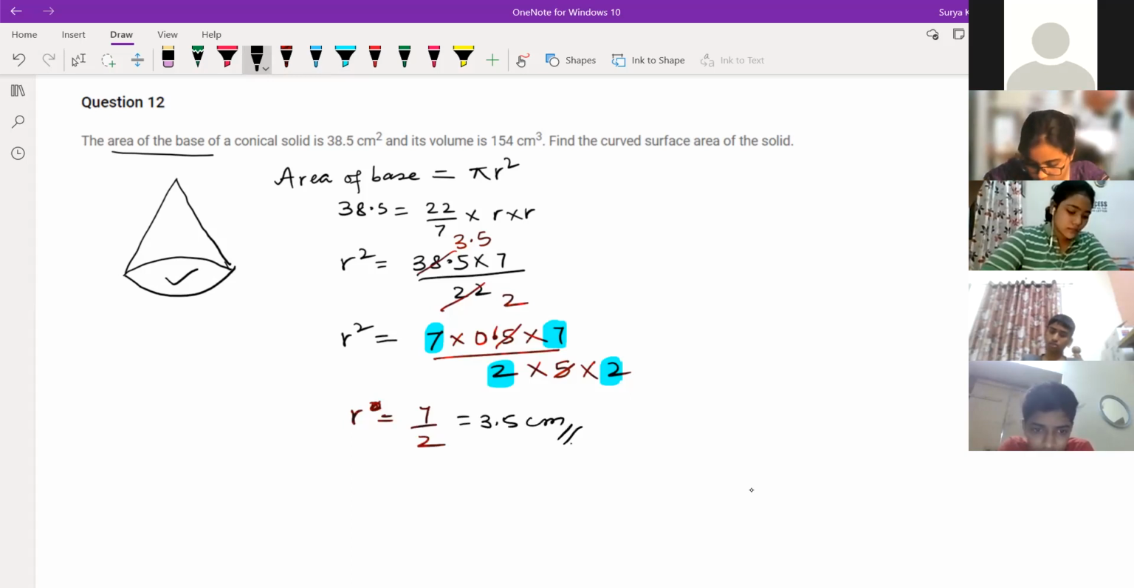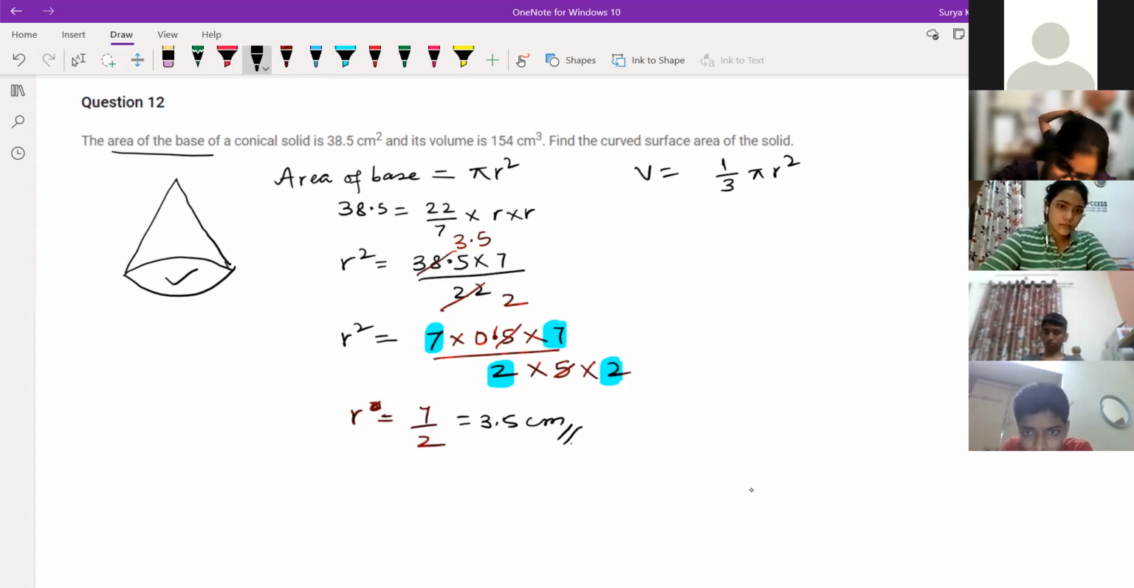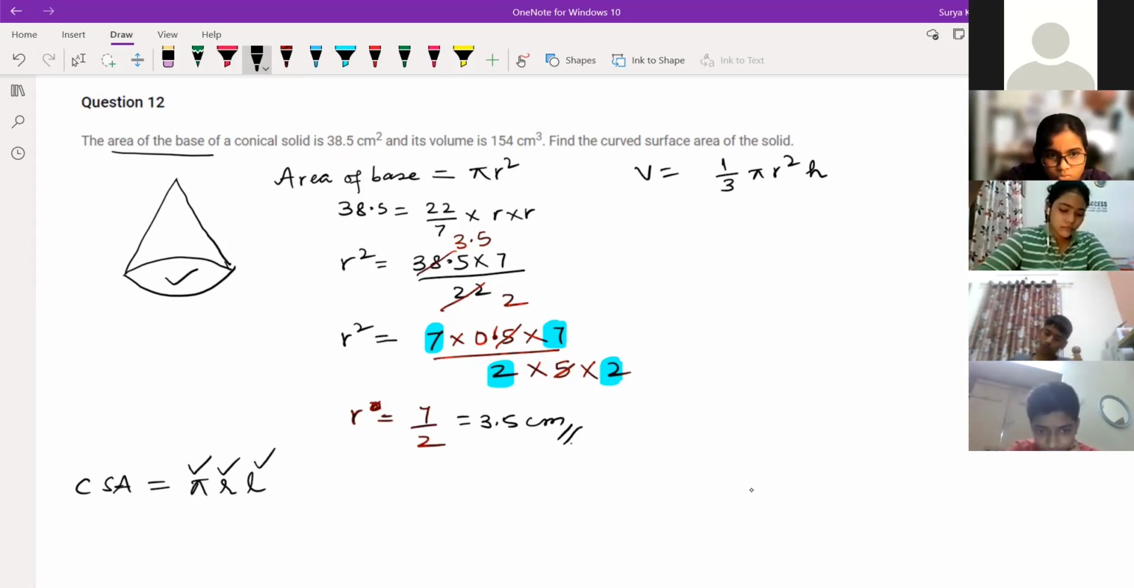So 7 by 2, that is 3.5 centimeter. Anyone having doubt in this radius part? No. Radius. Okay, now volume is given 154 centimeter cube. So volume is equal to 1 by 3 pi r square h. And we have to find the curved surface area of the solid. The CSA of solid is nothing but pi r l. So pi we know, r also we know. So l we have to find now. How to find l? If you know h, h will come from here, the second equation.